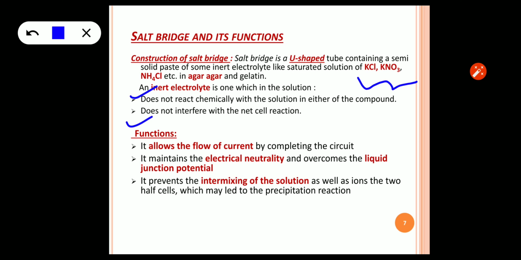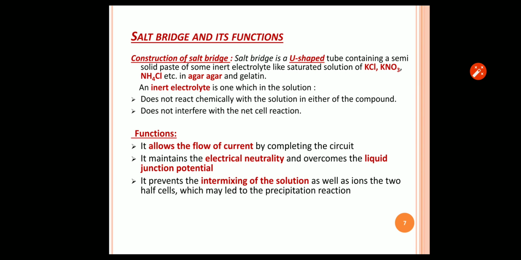Then what are the functions? It allows the flow of current, it maintains the electrical neutrality, and it overcomes the liquid junction potential. The fourth is that it prevents the intermixing of the solutions as well as the ions of the two half cells, which may lead to a precipitation reaction.